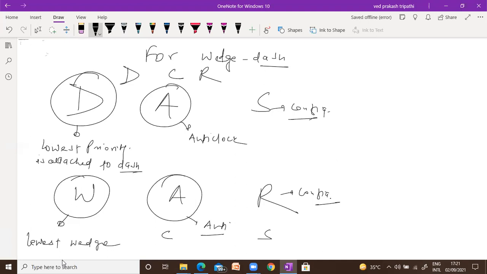Simple. Any doubt about this? Please tell me. And it is very easy to memorize. Wedge and dash. Okay, perfect.